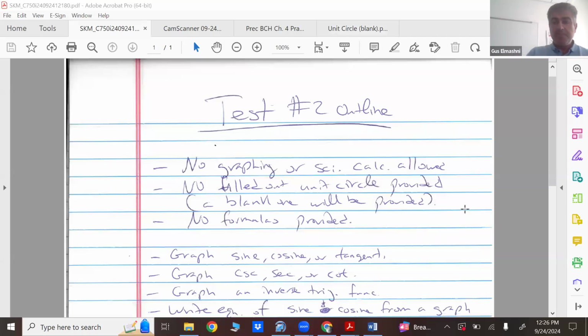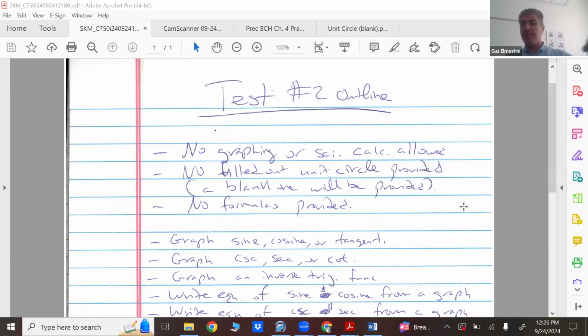Perfect. Okay. So here's the outline for the test. I'll post this to Schoology as well. This scan, I'll put it under test number 2 as a file attachment. Just so you guys know what to expect, no graphing or scientific calculator allowed. So it's a non-calc test. If you want a 4-function calculator, we have some here in this ASC. If you take it there, there'll be some there as well.